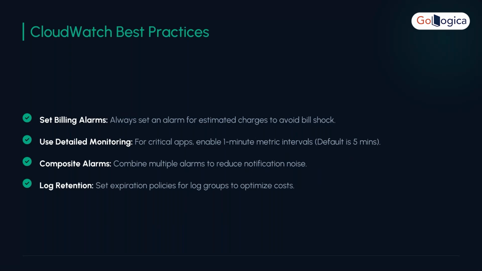So use detailed monitoring for critical apps. Now this is what detailed monitoring is: enable 1 minute metric intervals. Now 1 minute metric intervals are again paid; these are a paid monitoring service. The default is 5 minutes, and that is free. Again, it is not available for every service. For example, an EC2 instance gives out all those CPU utilization data every 5 minutes. That is free of cost.